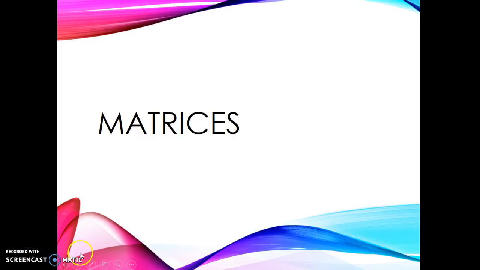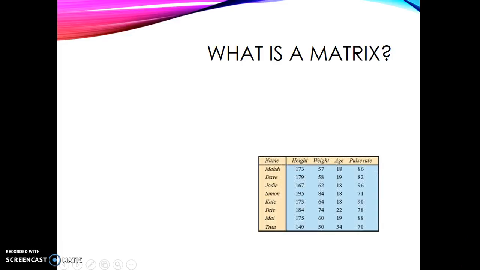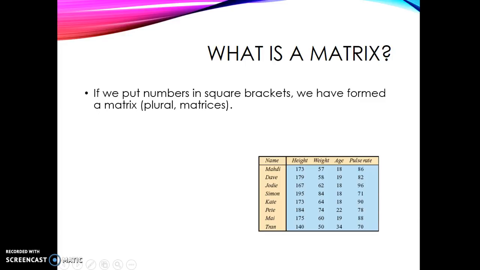Welcome to our first video on matrices. What is a matrix? This is a table. If we put numbers in square brackets, we have formed a matrix. The plural of a matrix, in other words, if you've got more than one matrix, would be matrices.